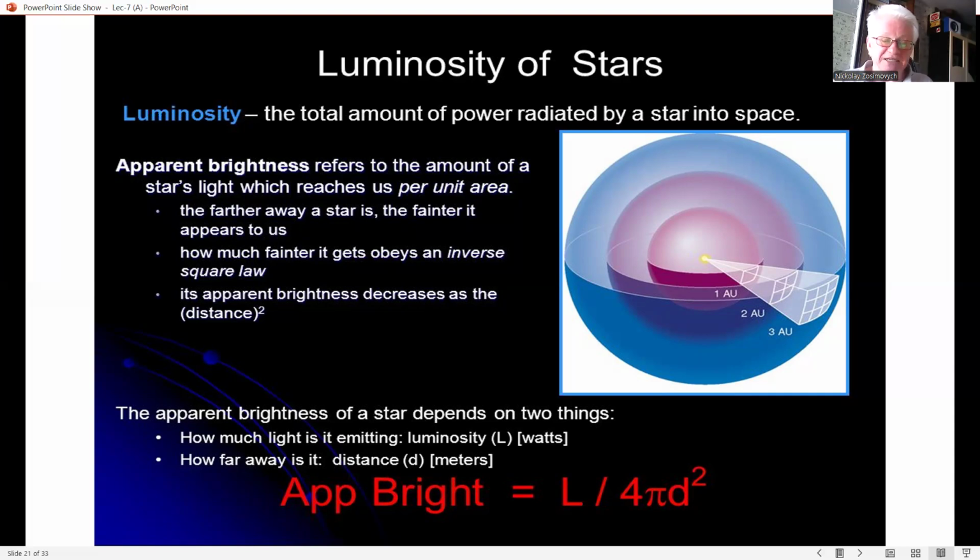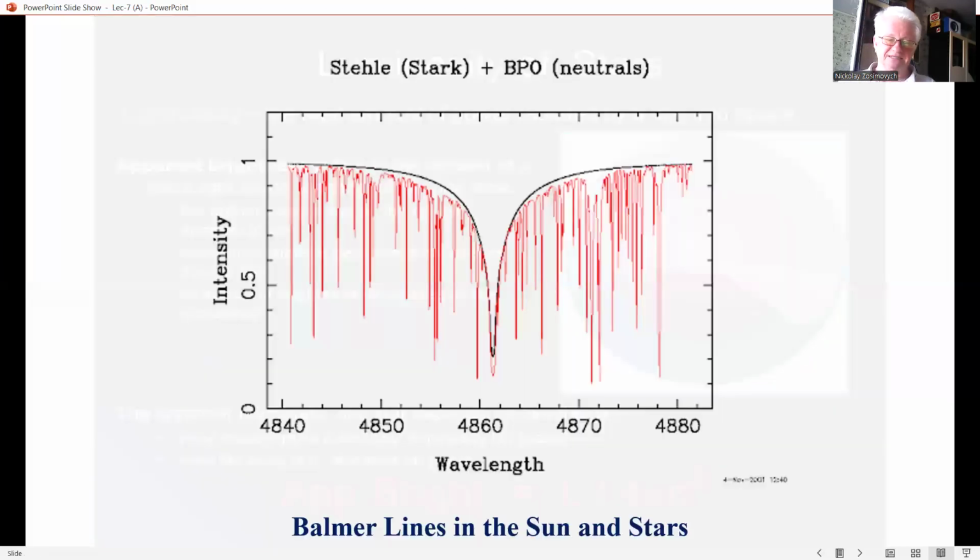Luminosity is often expressed in terms of the luminosity of the sun. The strength of a spectral line depends on the temperature of the star. For example, in cool stars, the Balmer lines are weak because atoms are not excited out of the ground state. In hot stars, the Balmer lines are weak because atoms are excited to higher orbits or ionize. Only at medium temperature are the Balmer lines strong.